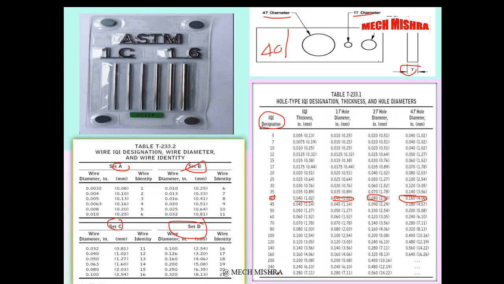For different IQI designations the thickness will be higher, like 200. If the designation is 200, the thickness will be 0.2 inches. Now 1T will be 0.2, 2T will be 0.4, and this is a very high thickness, so the 4T hole is not defined here. That is how the IQI has been designed. Now we'll proceed further.